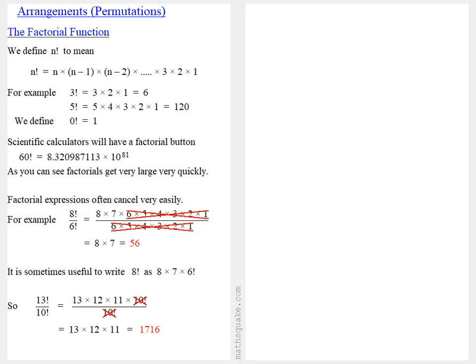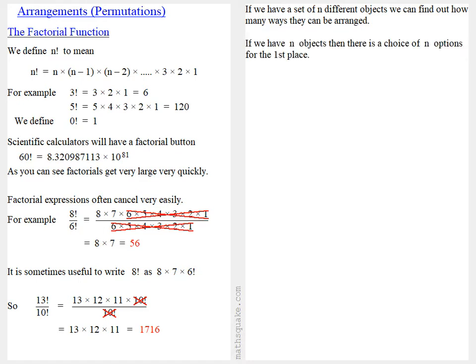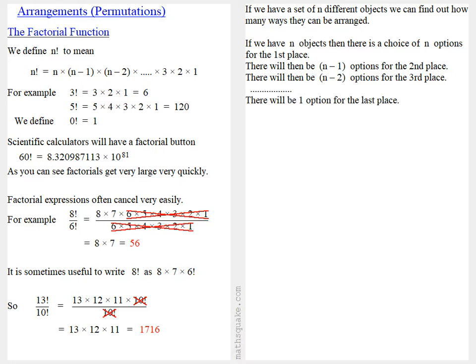Now we use the factorial function to find out how many different ways objects can be arranged. If we have a set of n different objects, we can find out how many ways they can be arranged. When we consider the first place in the arrangement, we can choose one out of n objects. There are n options. Once we've put an object in the first place, there'll then be n minus 1 objects left for the second place. And there'll be n minus 2 objects left for the third place, and so on. And so finally, there's only one option, one object left for the last place.